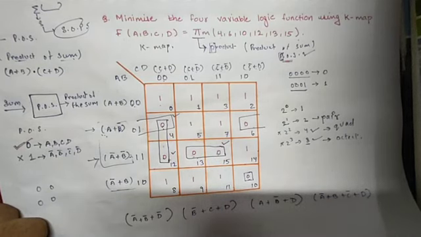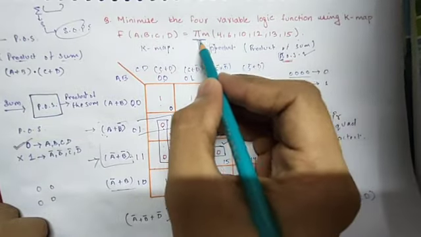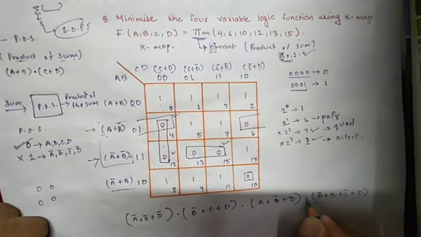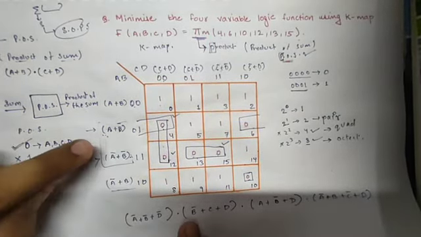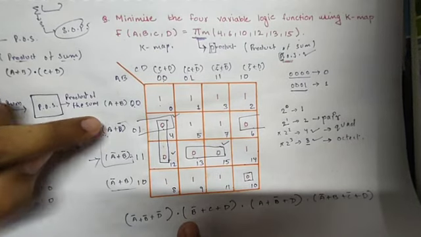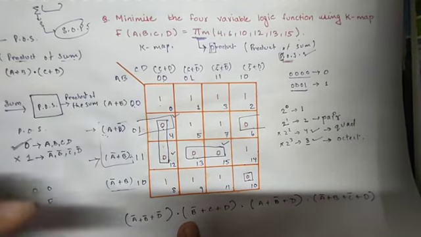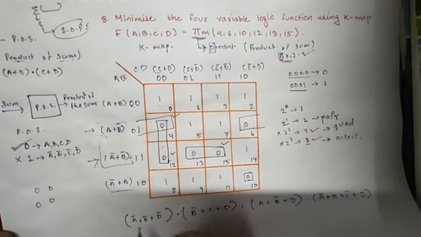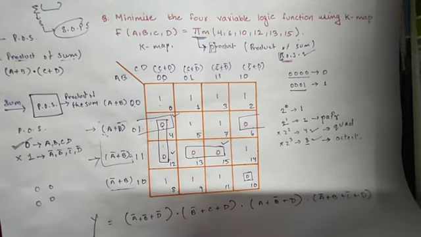And now finally what do we have to do? We have to do the product. So just do the product between them, because you have already put in the sums. That is the reason why we have written the sums: A plus B bar, A bar plus B bar, and A bar plus B. So the final result is in the form of product of sums. So this is your final result.